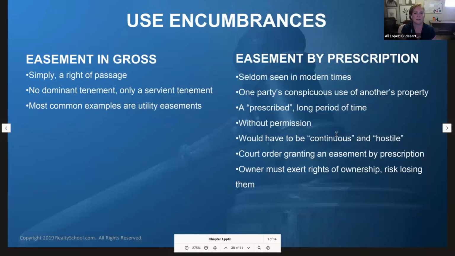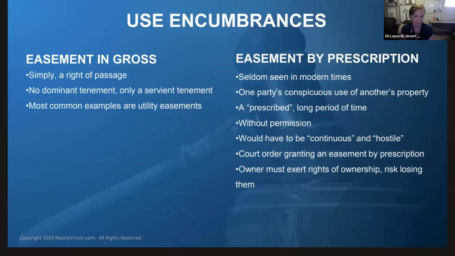All right. Easement in gross is simply the right of passage. It's not a dominant tenement. It's only a servient tenement. And the most common examples are utility easements. We talked about that. An easement by prescription is seldom seen in modern times. It's one party's conspicuous use of another's property for a prescribed long period of time without permission. It would have to be continuous and hostile, and a court order granting an easement by prescription.